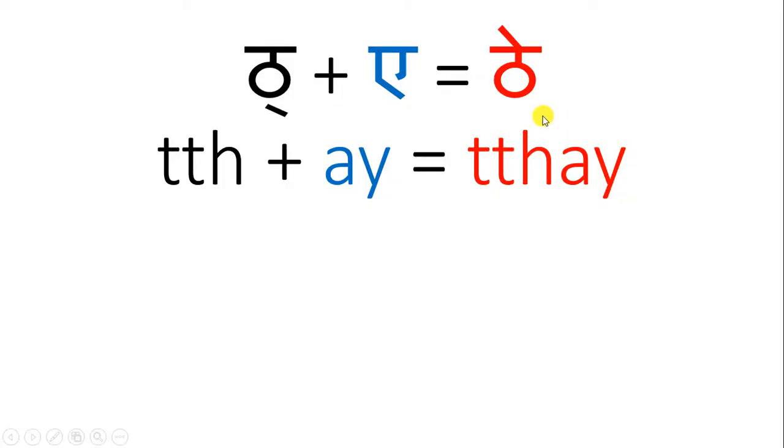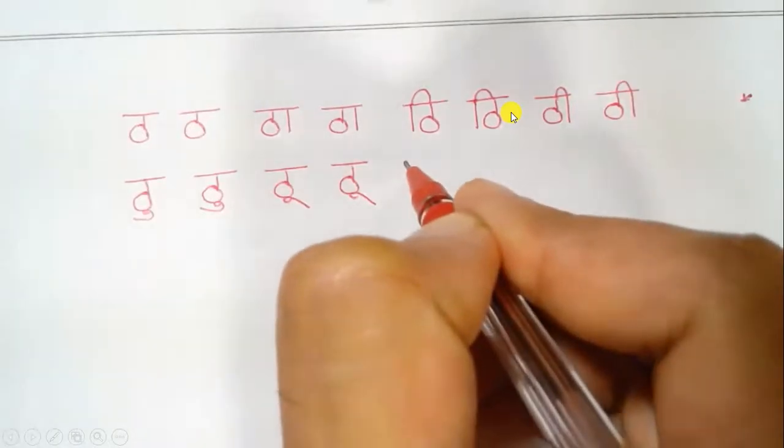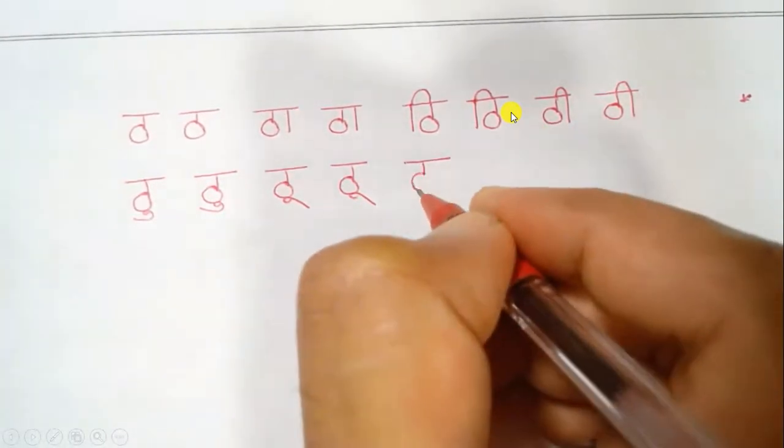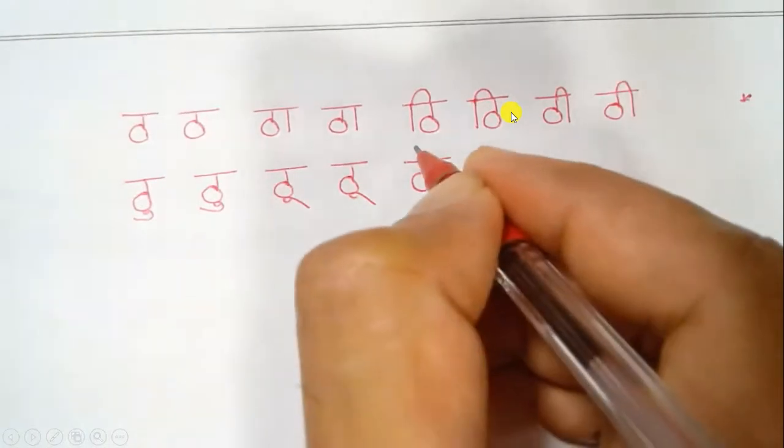Next is the. We get this sound the when we add Th to A. Th plus A equal to the. And we write the like this.